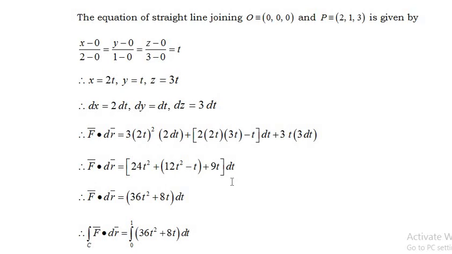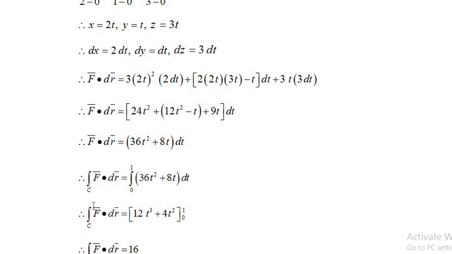Again dt is common everywhere outside, and then it is 24t square plus 12t square minus t plus 9t dt, and that is equal to (36t square plus 8t) times dt. Therefore, integration over C f bar dot dr bar equal to integration of (36t square plus 8t) times dt.